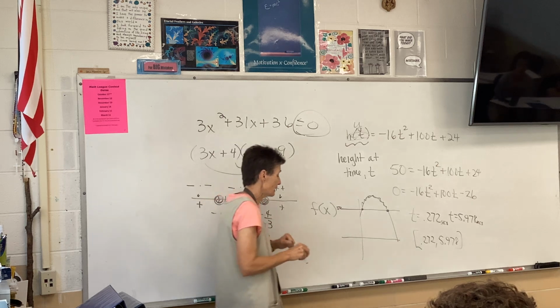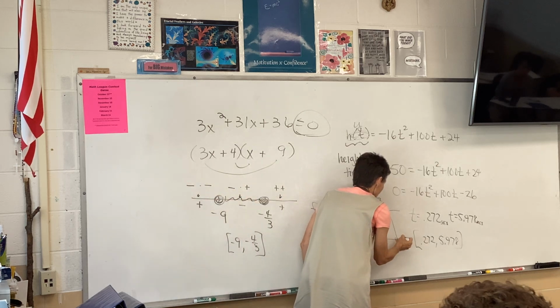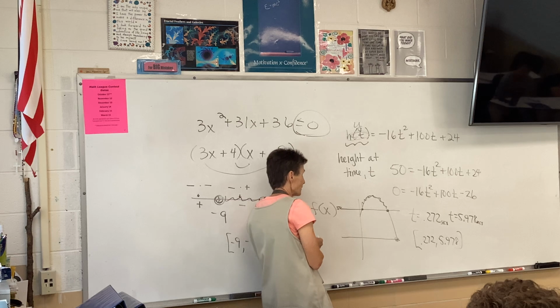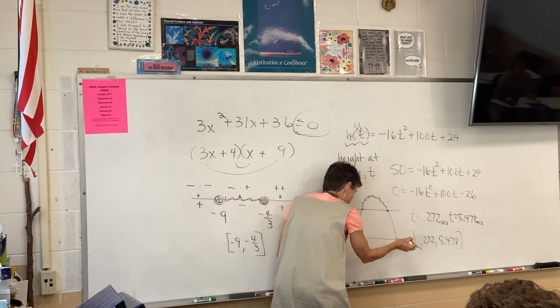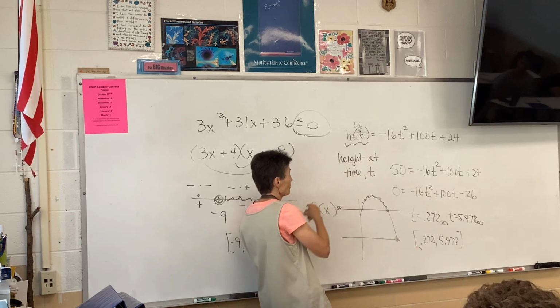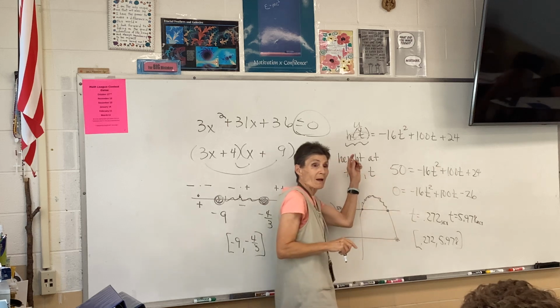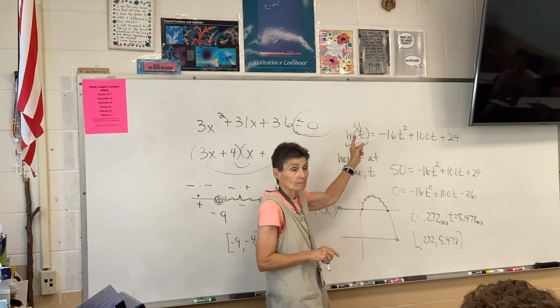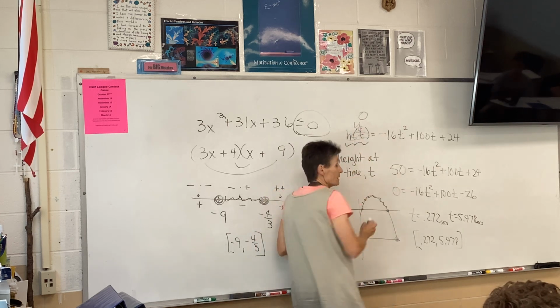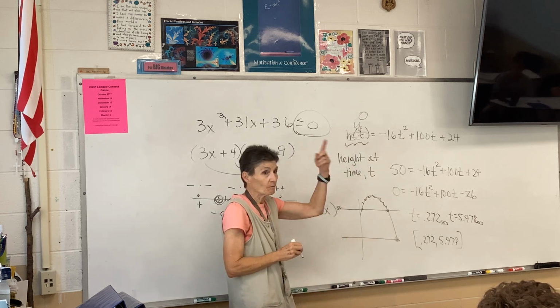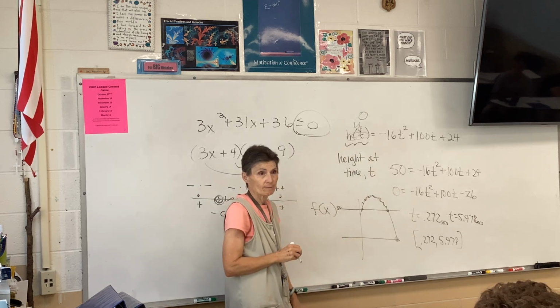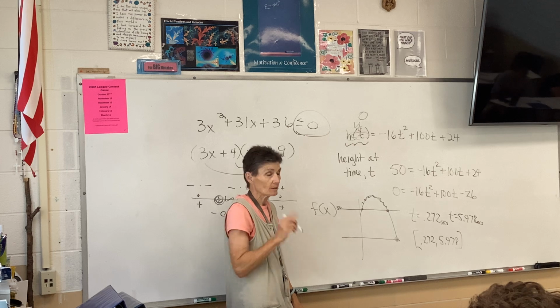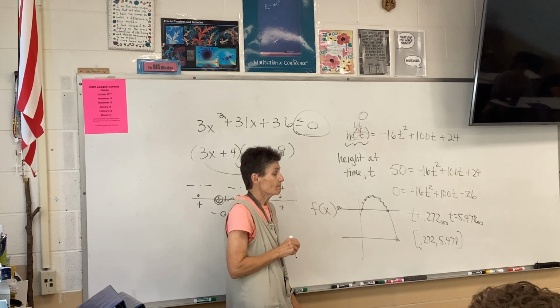Now, when will it hit the ground? Obviously, if you're doing it graphically, you're looking for that point right there. If you're doing it algebraically, go back to your original equation and put 0 in here. And then solve that however you want to do it. Quadratic. You got that? Yep. Is that one okay? All right. Are we good on that problem, folks?